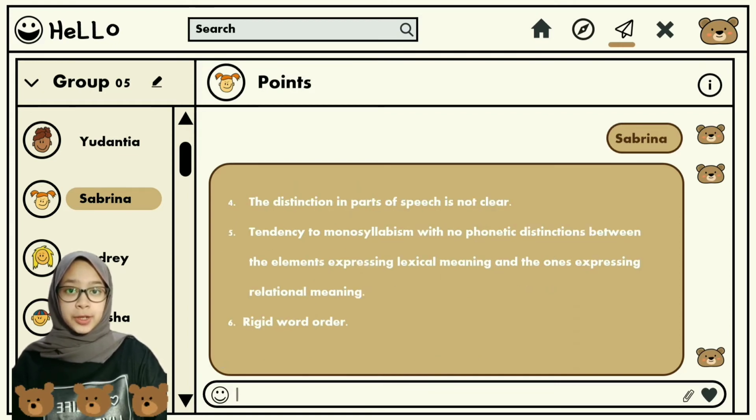Fourth, the distinction in parts of speech is not clear. There is no overt expression of grammatical categorization. Fifth, a tendency to monosyllabism, with no phonetic distinctions between the elements expressing lexical meaning and the ones expressing relational meaning. Sixth and lastly, rigid word order. This means that certain sentences cannot have a random word order. It needs to be "I eat rice" instead of "rice I eat" or "eat I rice."